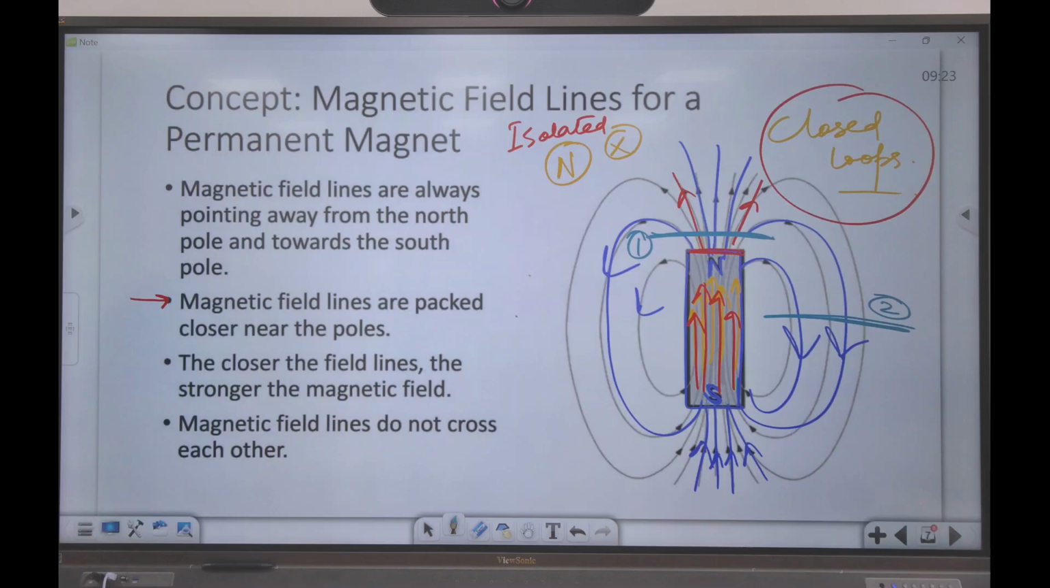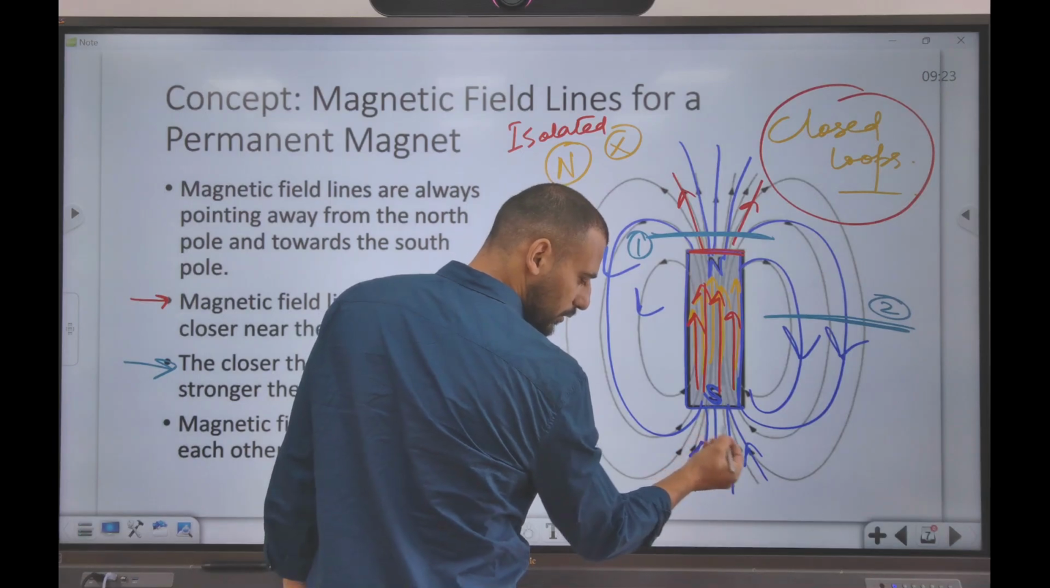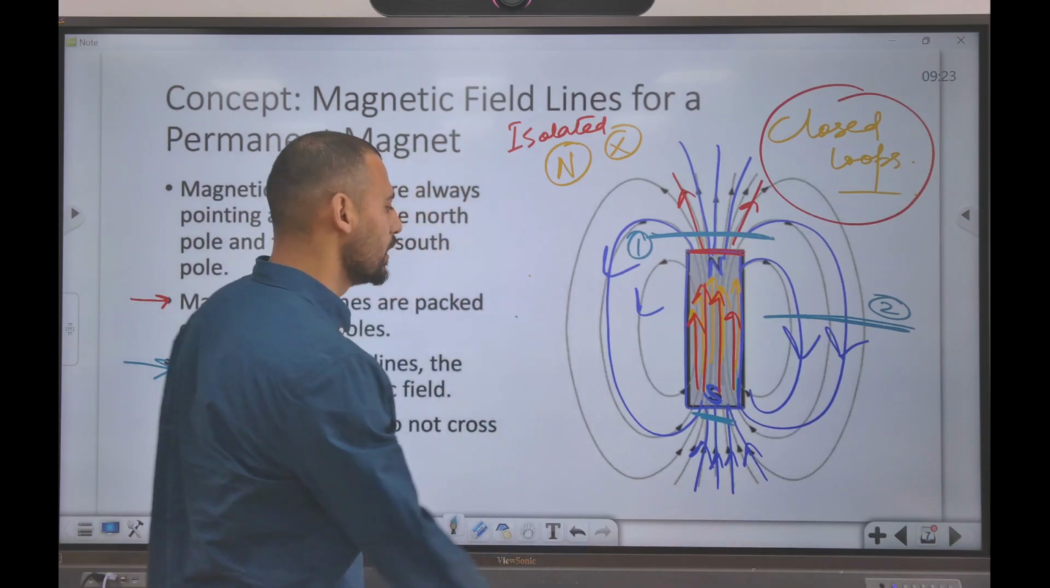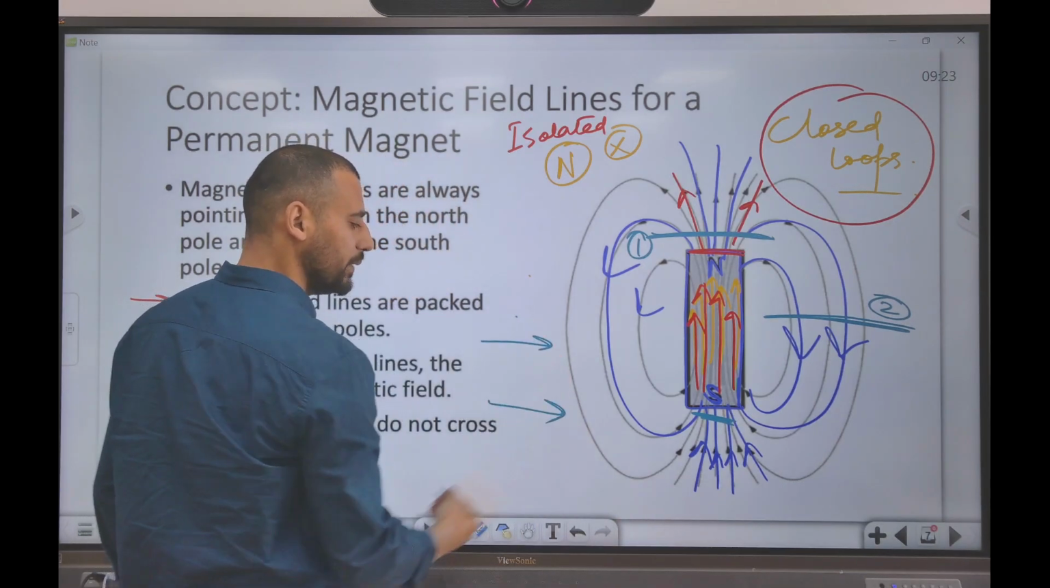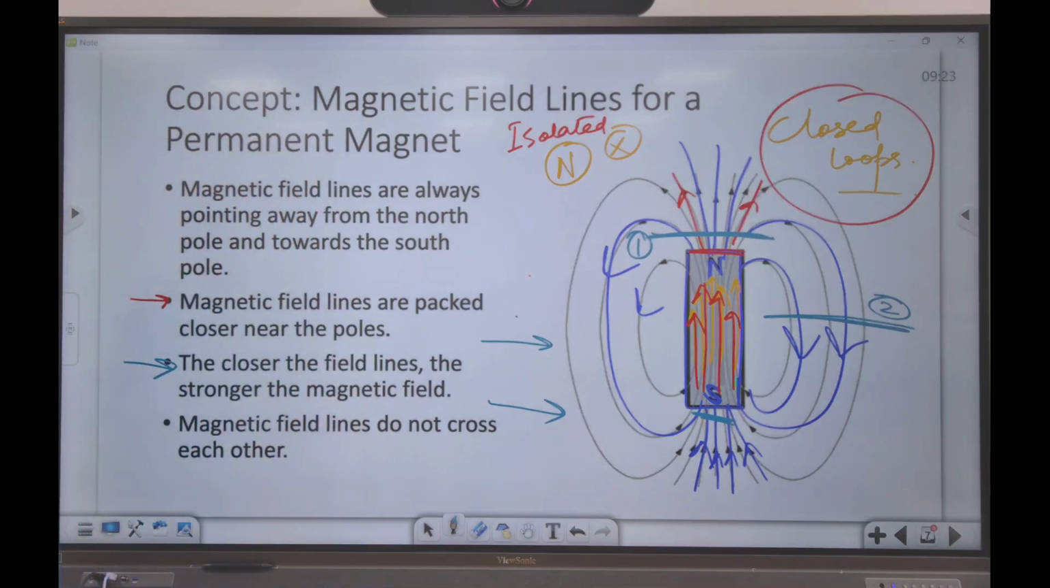This is the concept. Third point, the closer the magnetic field lines, the stronger the magnetic field. Again the same thing. If the magnetic field lines are very close here, that means the strength of the magnetic field is more. If the lines are very far away from each other, it means the strength of the magnetic field is less. Is that fine?